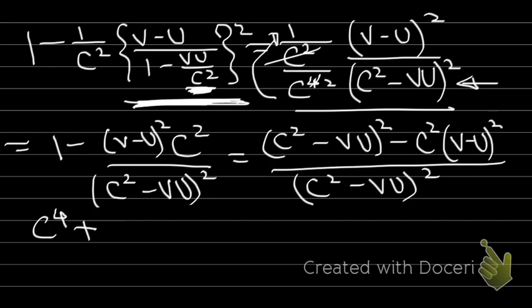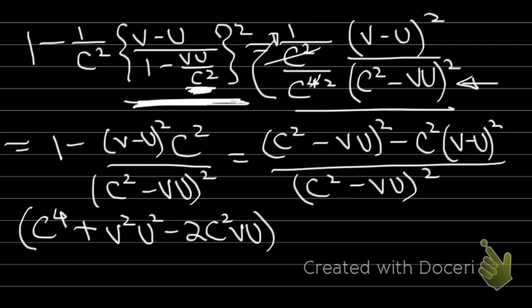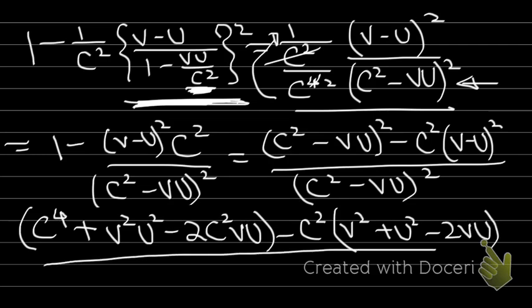So I have c to the power 4 in brackets, plus v squared times u squared minus c squared, minus 2 times c squared times v u. Okay, and then for the next term I have negative c squared outside, but inside let me open the square, that is (v minus u) squared. That would simply be v squared plus u squared minus 2vu. And not to forget the term in the denominator, that is (c squared minus v times u) squared.